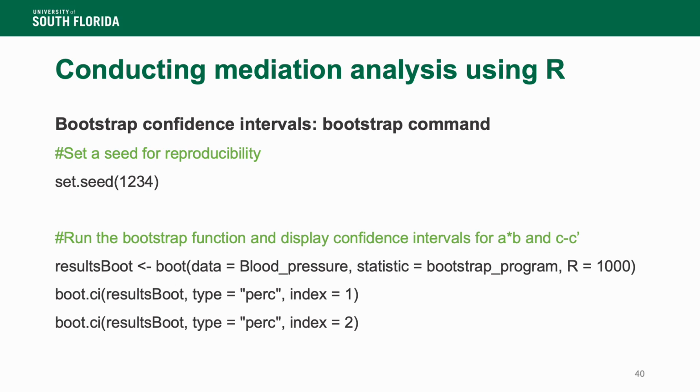Then we run the piece of syntax that tells R to actually run that function that we specified on the previous slide. We do that using the boot function. We tell it to use the blood pressure data set, to use that bootstrap program that we specified on the previous slide, and to create 1,000 new data sets. You can increase this number to 5,000 if you want. The more you specify, the less variability there would be in the confidence intervals if you were to repeat this with different seeds. But 1,000 is a number that's often used in practice.